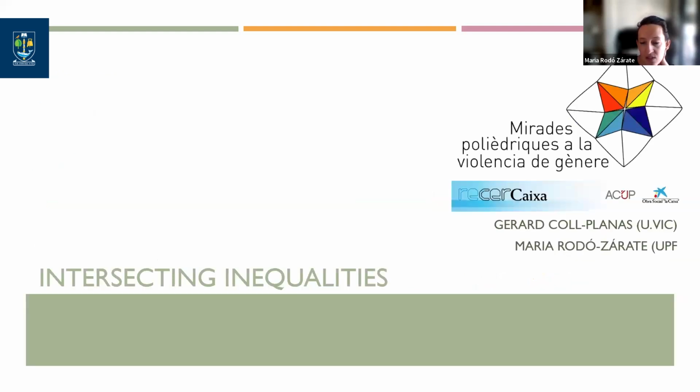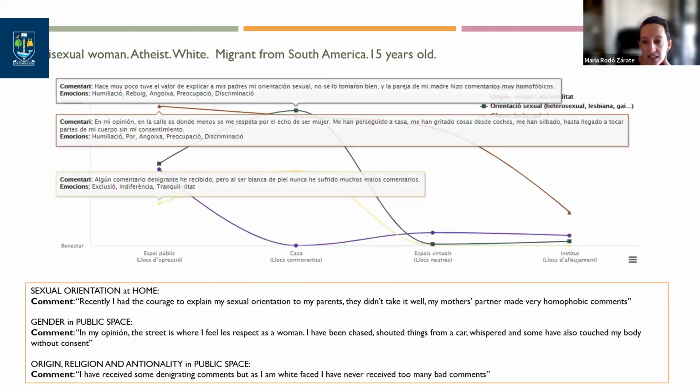I wanted to present some examples from a research carried out with 88 teenagers from Barcelona province to show the potentialities in relation to visualizing the effects and the lived experience of intersectional inequalities. So as you can see here, the relief map was drawn by a bisexual atheist white woman. You can see the very accentuated curves she drew for sexual orientation in green, but also for gender in red and origin in yellow. In relation to sexual orientation at home, she said, recently I had the courage to explain my sexual orientation to my parents.